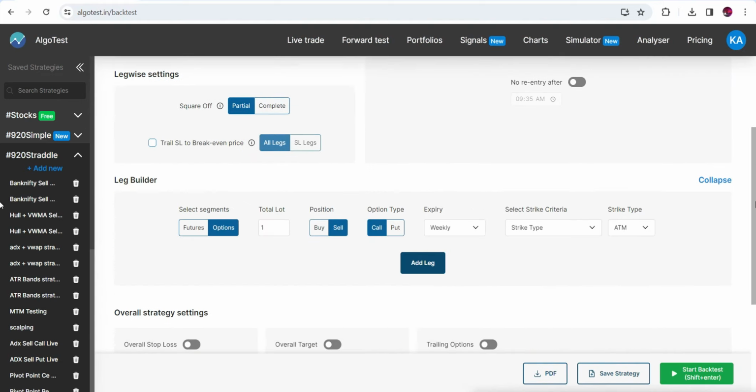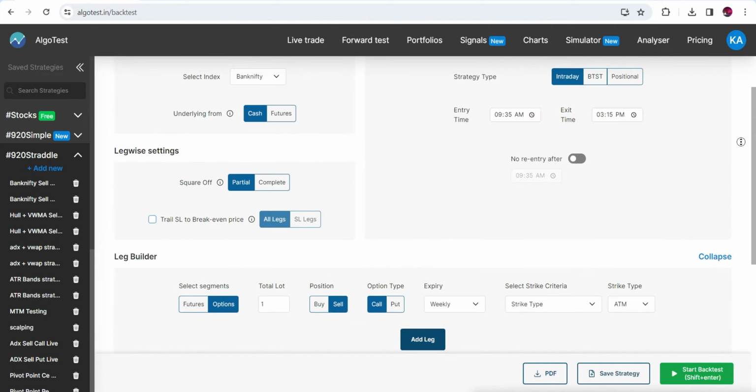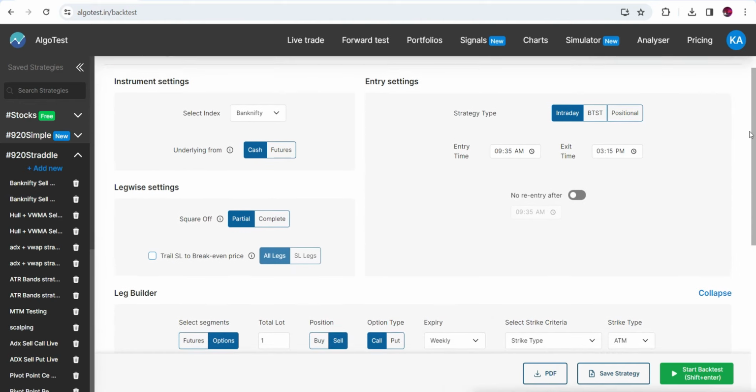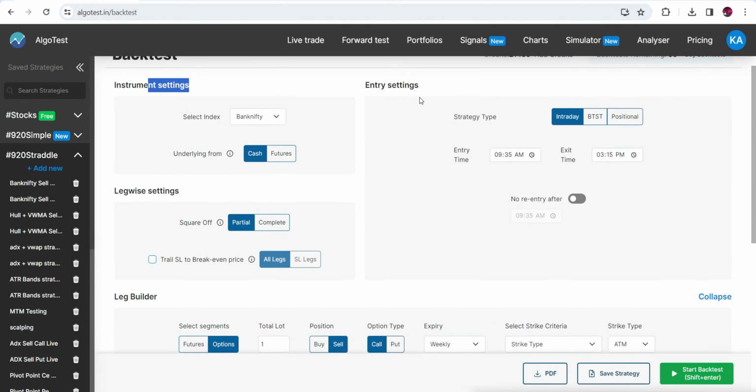So here is the dashboard that you get for creating a strategy. You don't need to worry about anything. In the previous video, I explained how instrument setting works, how entry setting works, and how the leg builder works. That is a must-watch video if you are a new user who wants to learn how to create a strategy in AlgoTest and backtest it. I will give that video link in the description.